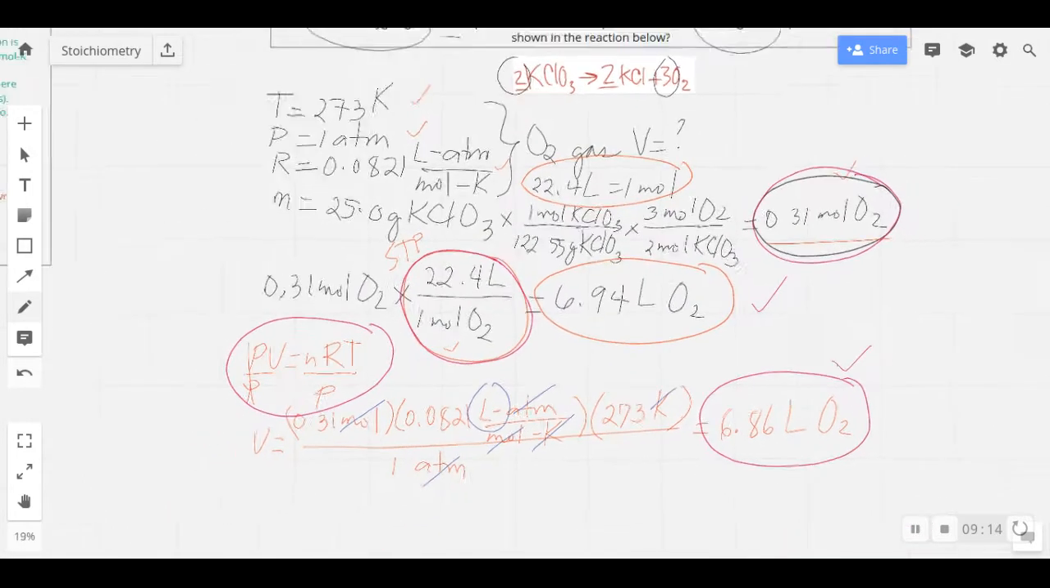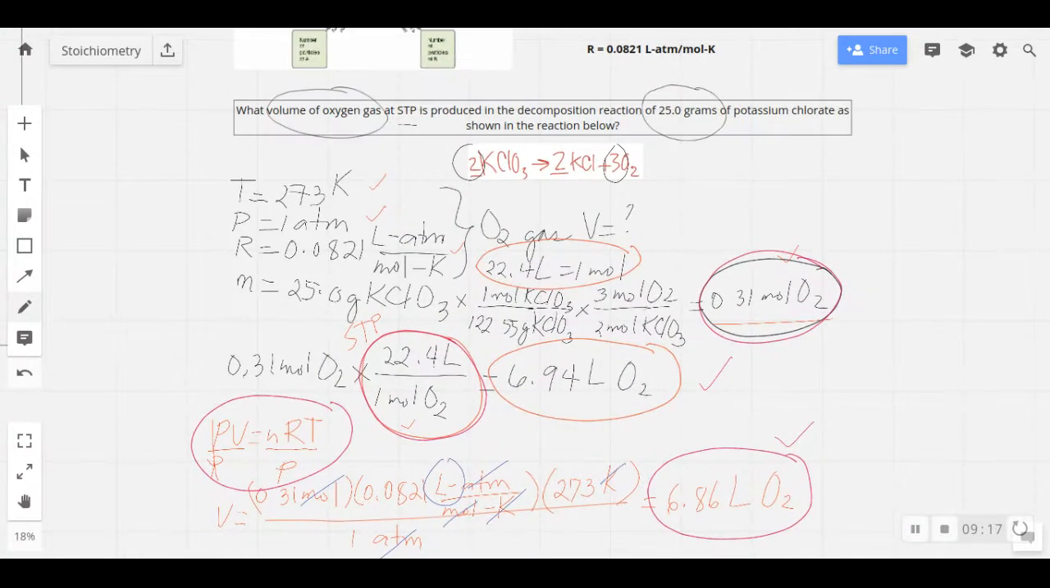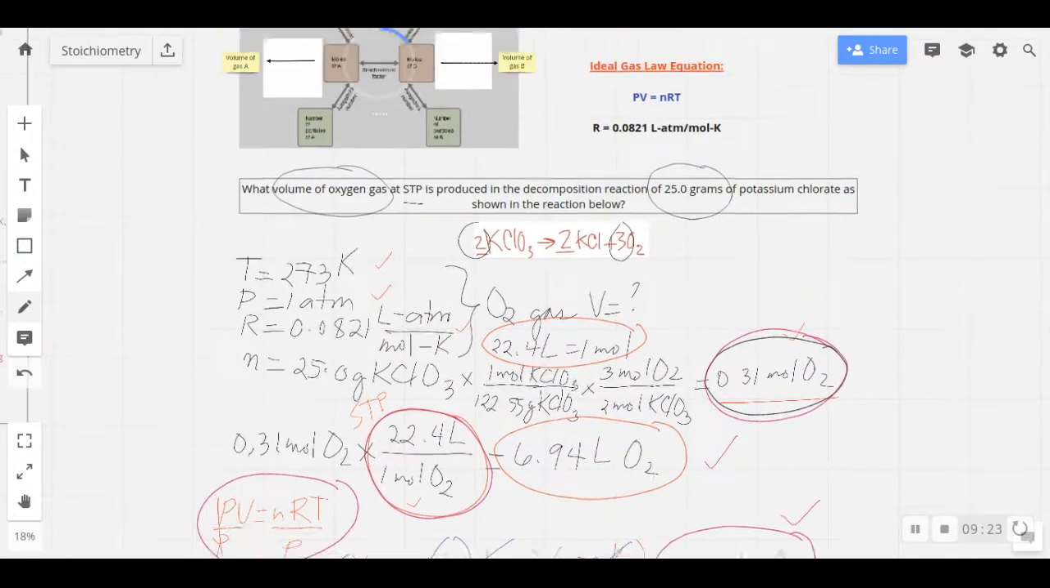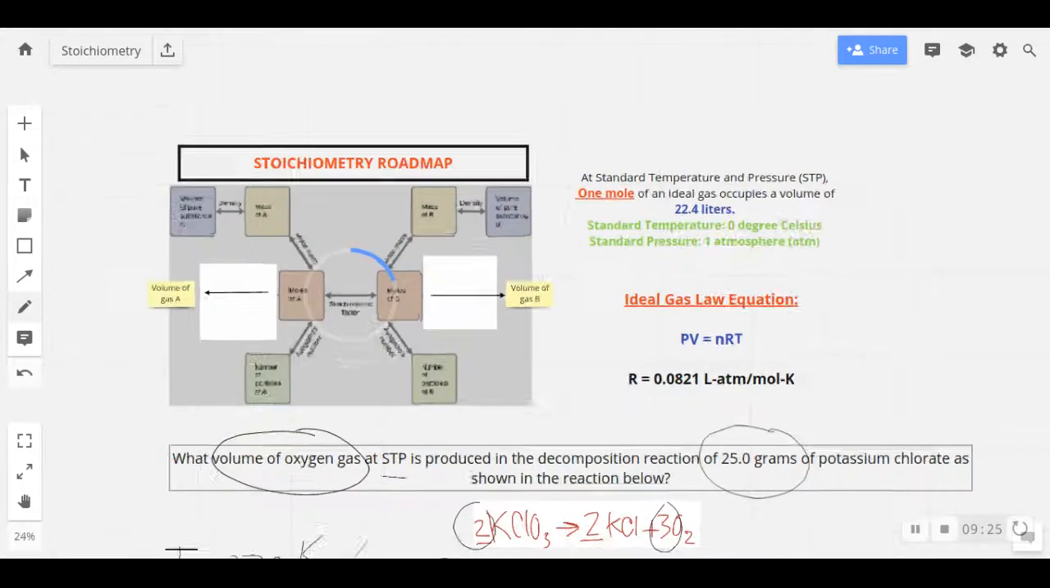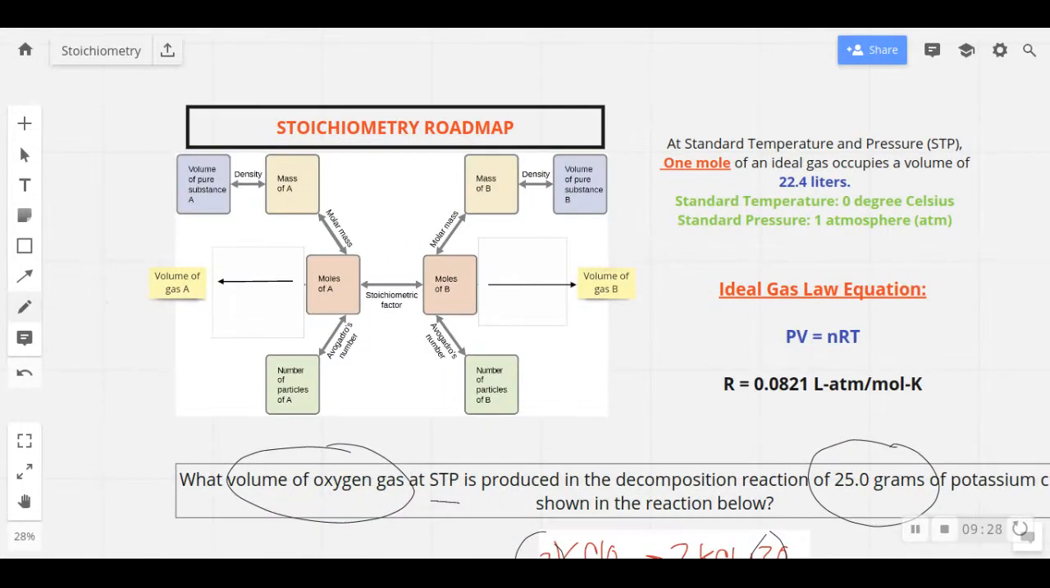So that's for the second part or the third part of your gas stoichiometry problem. I hope that you can follow through and take note that we just followed this roadmap of the gas stoichiometry roadmap, and it's always the same with density. Gas laws are just an extension of your moles.